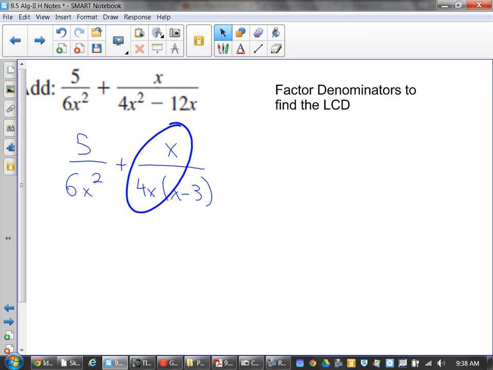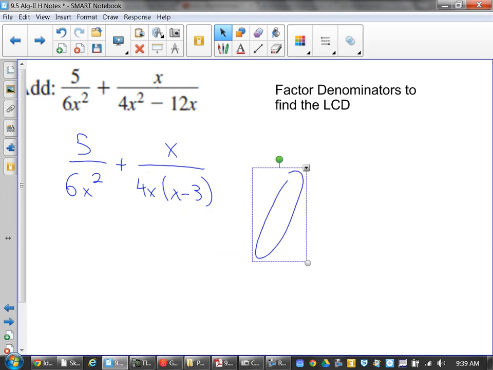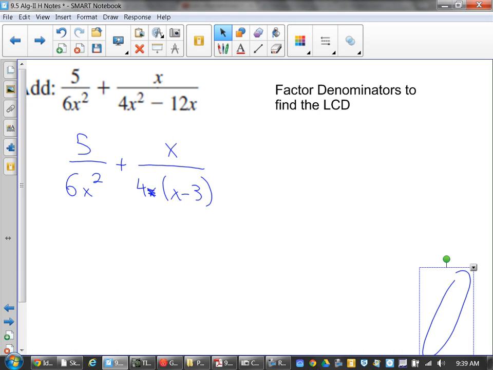Since it's x over x, there's no addition in the numerator at all. I can simplify those x's out. What goes in the numerator? 1.